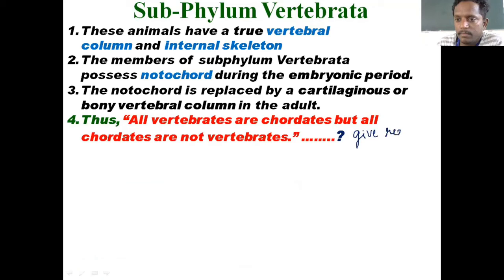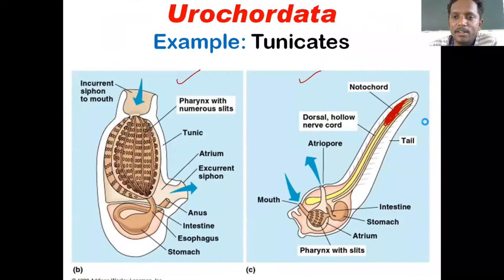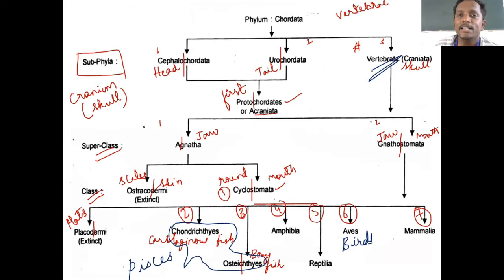Read the sentence again. All vertebrates are chordates, but all chordates are not vertebrates. Better, I'll go to that chart. It will be very, very easy for you to understand. I'm in this chart now. What did that sentence say? All vertebrates are chordates. I will use a green color now.